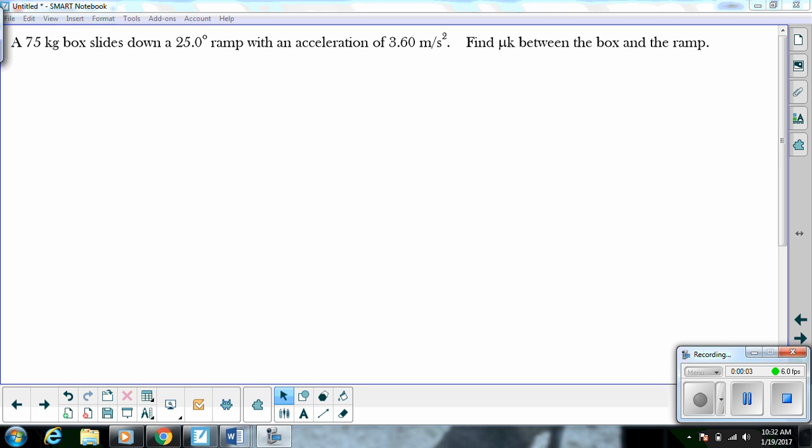This is the second video in the series of problems of overcoming friction. This particular problem is going to help us solve overcoming friction problems when an object is placed on a ramp. So there's a slight little twist to this.